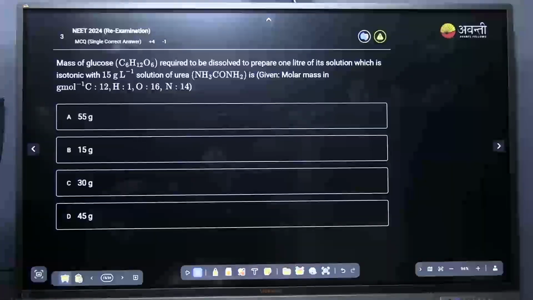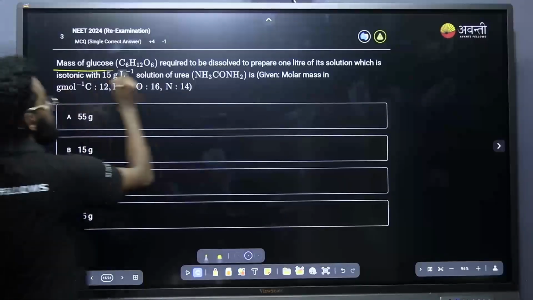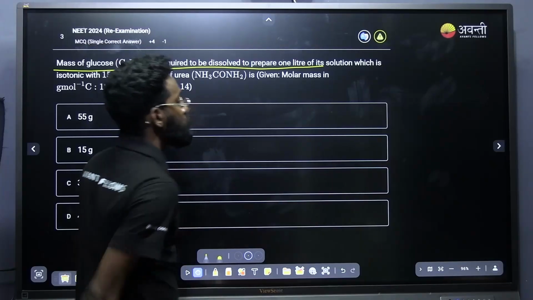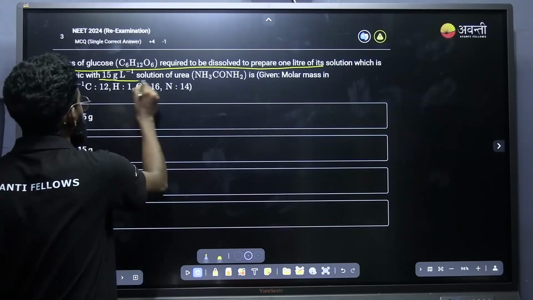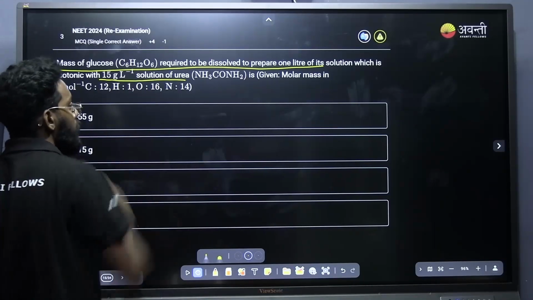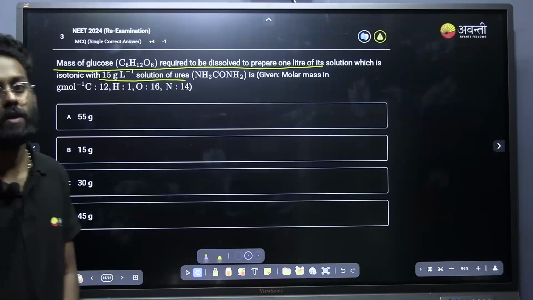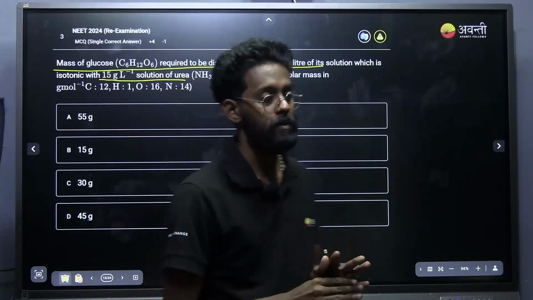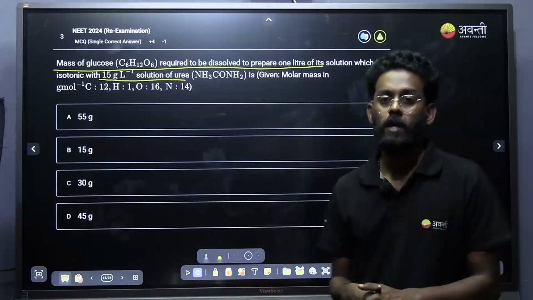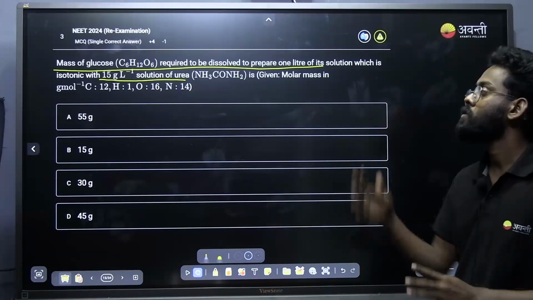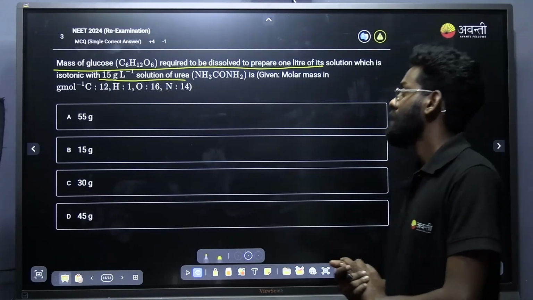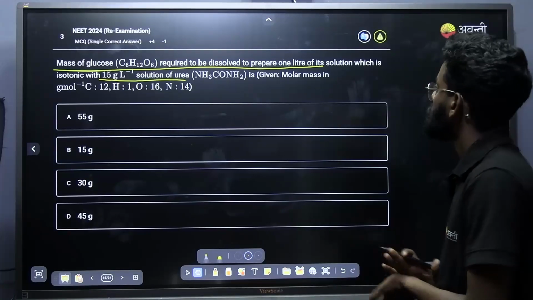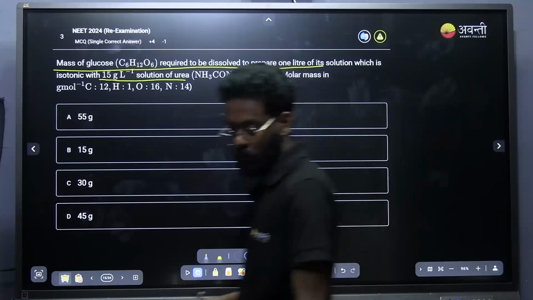NEET 2024. Mass of glucose required to be dissolved to prepare 1 liter of its solution, which is isotonic with 15 gram per liter solution of urea. Isotonic means what? If the osmotic pressure is equal to the osmotic pressure of the solution that we are comparing, then we will be calling it isotonic solution. Now how can we use this concept to find out the mass of glucose?